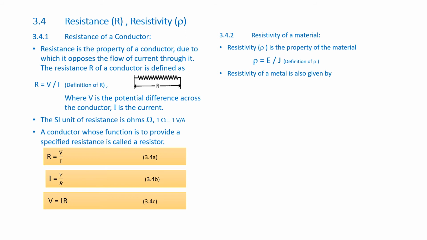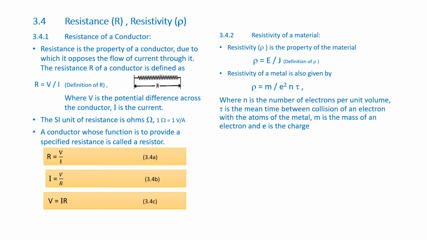Resistivity of a metal is also given by rho is equal to m divided by e square n tau, where n is the number of electrons per unit volume. Tau is the mean time between collisions of an electron with the atoms of the metal. m is the mass of an electron and e is the charge. The unit of rho is ohm meter or ohm.m.